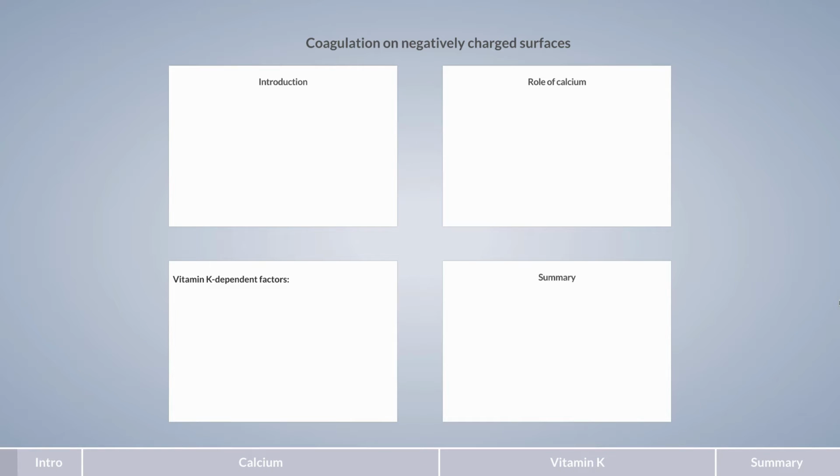Coagulation on negatively charged surfaces. The effects of vitamin K.